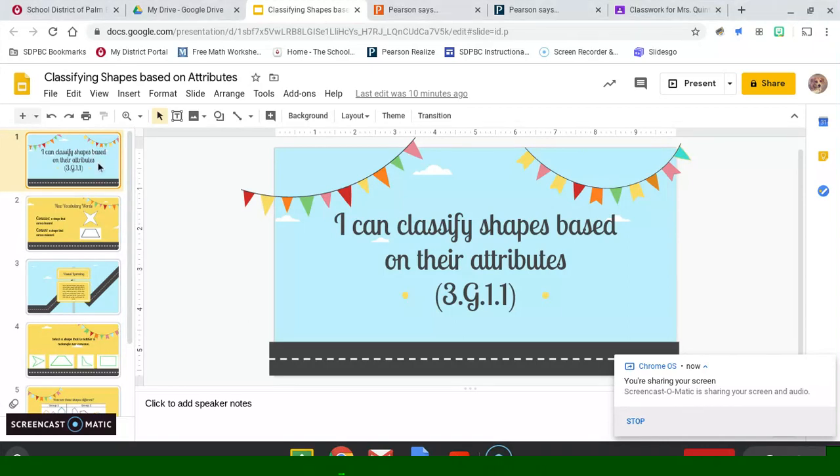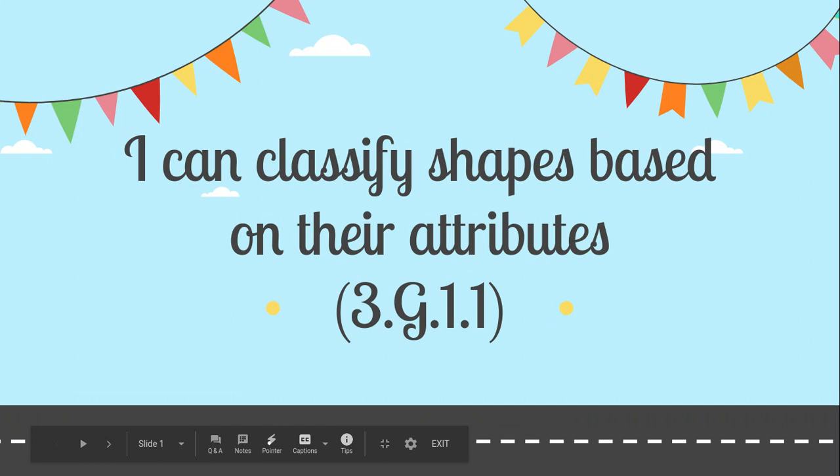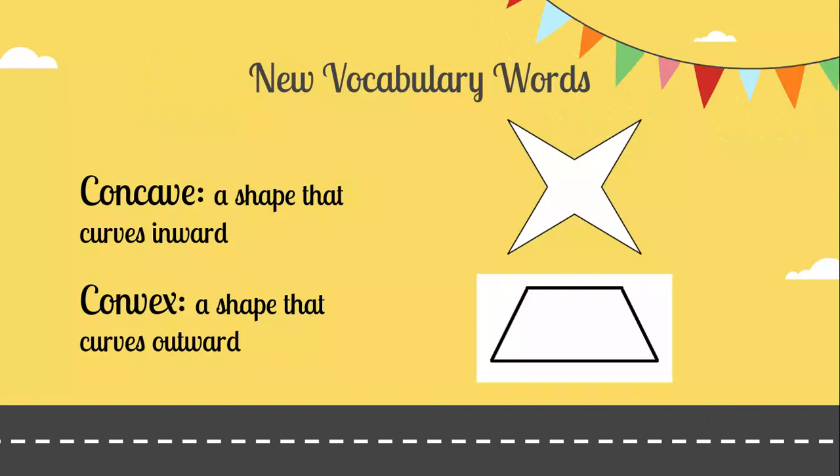Hello, everybody. So today we're going to continue our unit on classifying shapes and different kinds of attributes that shapes have. Today's standard is I can classify shapes based on their attributes. We're going to be talking about some new vocabulary words, and when I say new, I really do mean new, because we didn't talk about this in class when we did this unit, and we haven't talked about it yet during our virtual learning unit. So the two new vocabulary words are concave and convex.